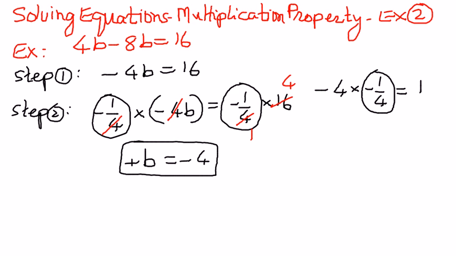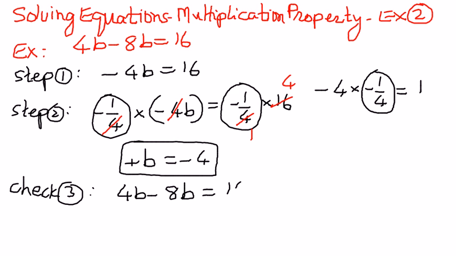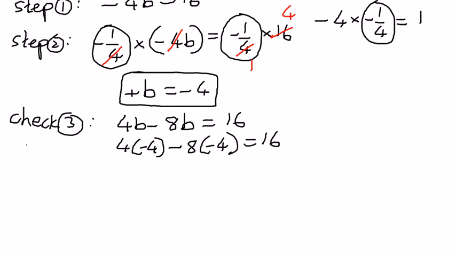Now it is just a matter of substituting, checking our work. We want to substitute the value of b into the given expression to see whether what we have on the left hand side will match with what we have on the right hand side. So 4b minus 8b is equal to 16. So 4 times negative 4 minus 8 times negative 4 is equal to 16. So let's see, when we simplify this, what we arrive at.